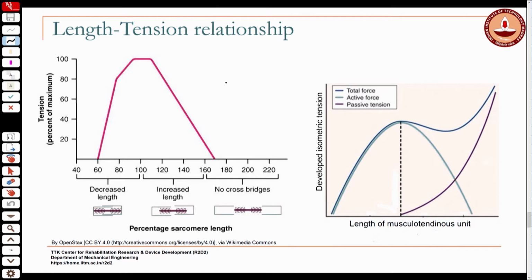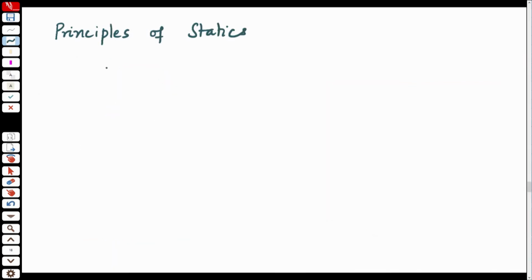So, we all know the condition: if there are a bunch of forces acting on a body, then if sigma F equals 0, the particle or the body has 0 linear acceleration.